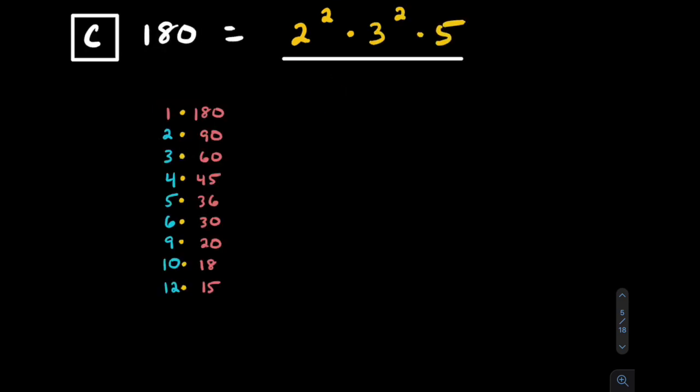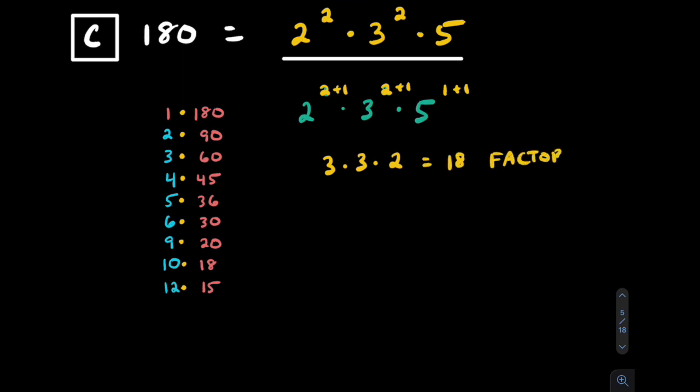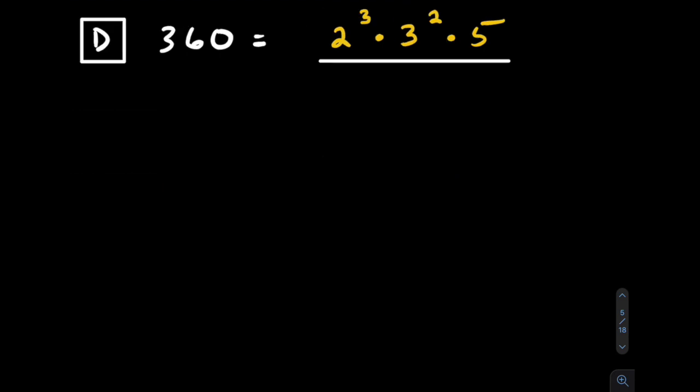Let's try another here. So earlier we did 180 and we found out it had 18 factors. Let's see if this little trick works here as well. Again, this 5 has a little 1 up here. This 2, let's add on 1. This 2, let's add on 1. And let's add on 1 to this one here. 2 plus 1 is 3. 2 plus 1 is 3. 1 plus 1 is 2. If you multiply these together, we get 18. There are 18 factors. Let's just try one more before you give it a go.